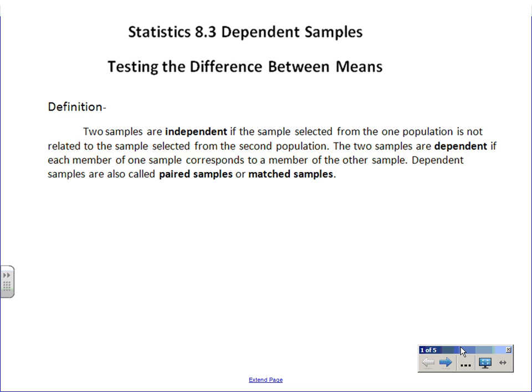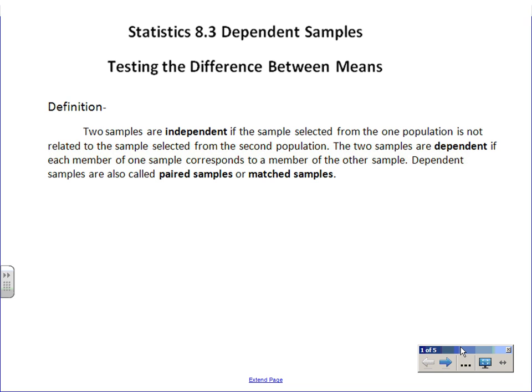So first we have to take care of a definition to make sure we're all on the same page. I think we are, but it says two samples are independent if the sample selected from one population is not related to the sample selected from the second population. Kind of like the tire one the other day, right? Two completely different tires. There was no way I was going to pull the same from any of them, right?